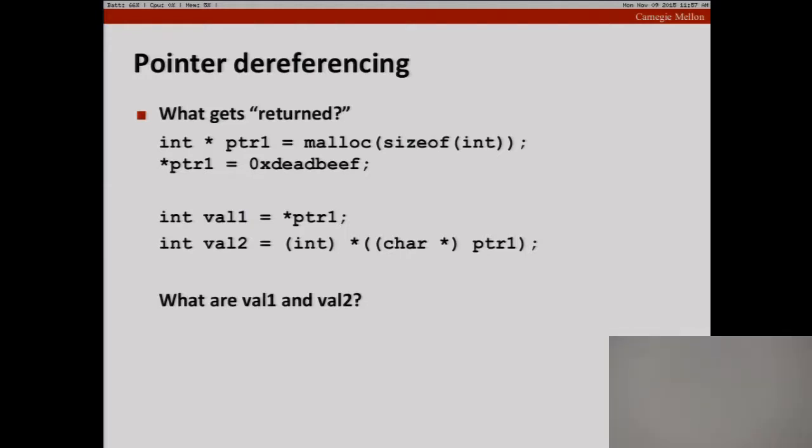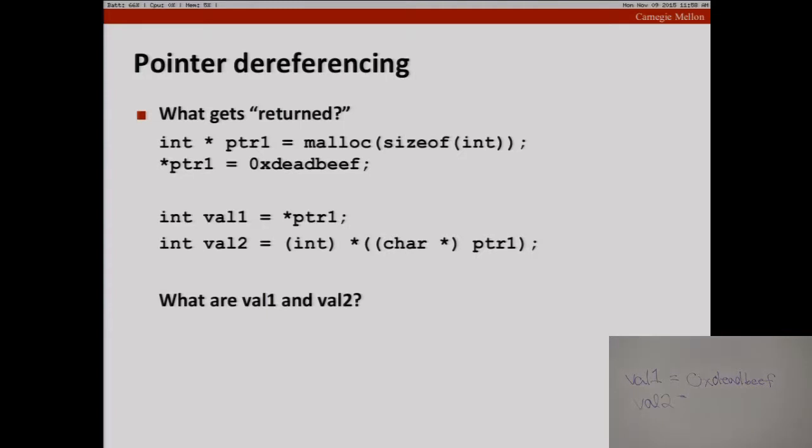We set the value and then we got it back. Nothing changed. That's unsurprising. But this was the question here, exactly the question that was asked before we even saw this slide: what happens if we cast it to a character pointer and then dereference it? What are we going to get back?